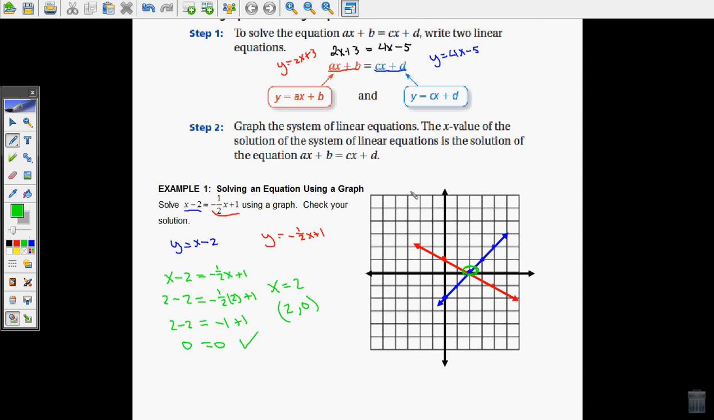And that is how we solve an equation like we normally would do analytically and algebraically by combining like terms. That's how we solve it using graphing.